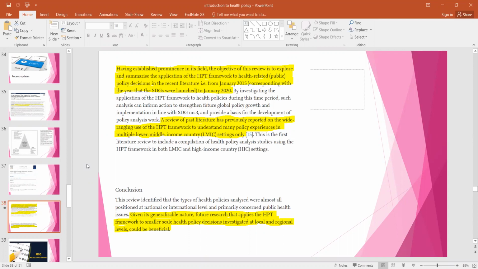A review of past literature has previously reported on the wide-ranging use of the health policy triangle framework to understand many policy experiences in multiple lower middle income country settings. And in conclusion, given its generalizable nature, future research that applies the health policy triangle framework to smaller scale health policy decisions investigated at local and regional level could be beneficial. This is the conclusion of this whole study.